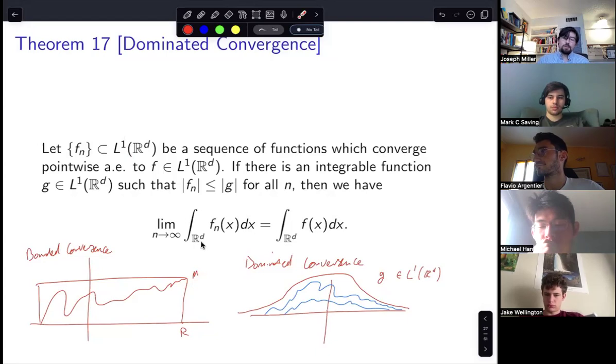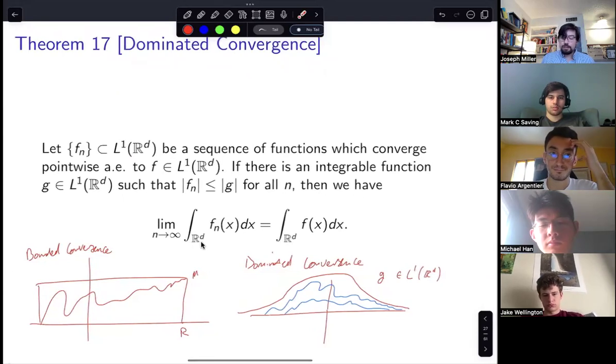Okay. So yeah, this is somehow the most general theorem I think you'll be using frequently if you continue in analysis. Okay, so theorem 17, dominated convergence.